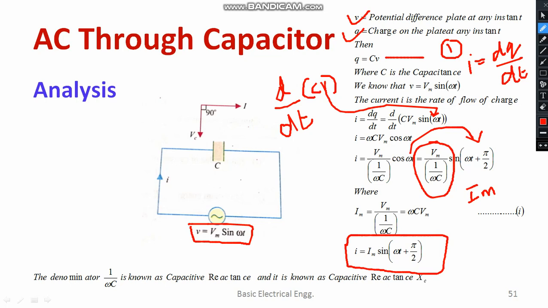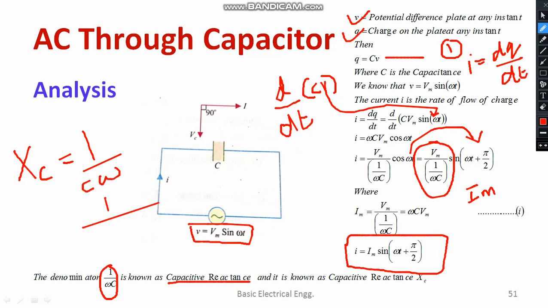It is very clear. Here the 1 by omega C is written. What is 1 by omega C? It is known as capacitive reactance, denoted by the letter Xc. Xc is equal to 1 by C omega, or else 1 by C into 2 pi f. Okay, this is the equation for capacitive reactance.